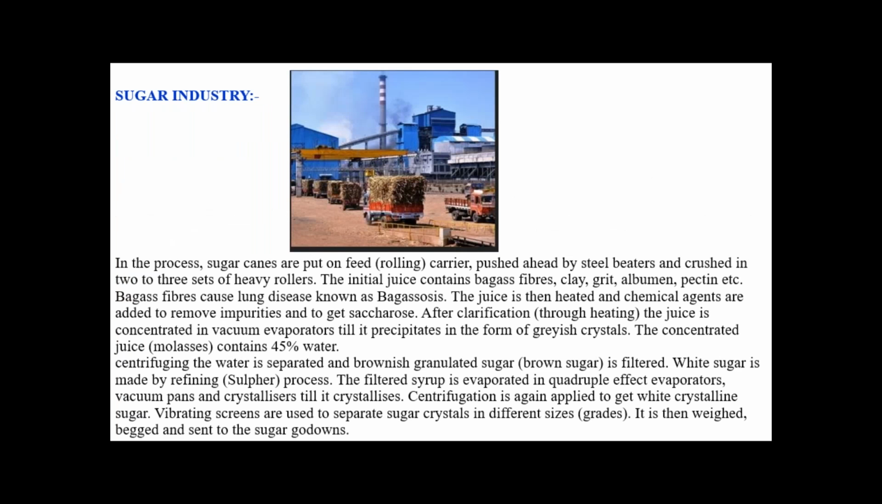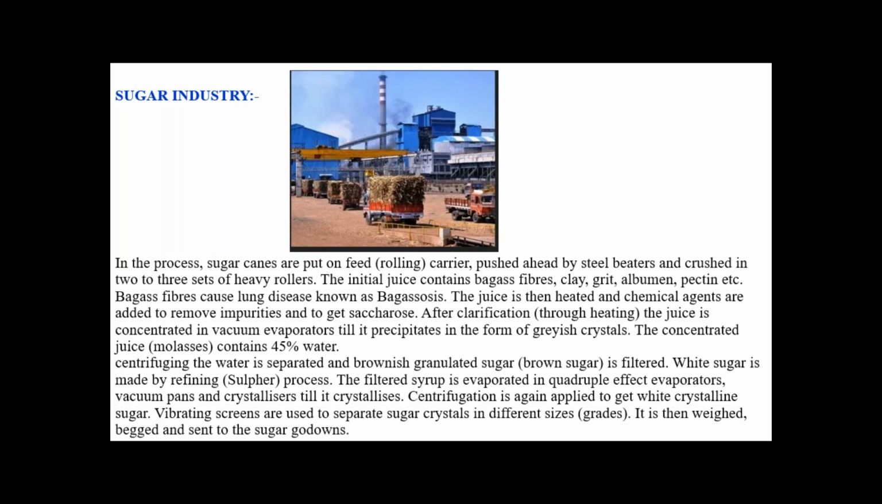Then we must discuss the sugar industry. As we know, this is a conventional industry from many years where sugar cane is converted into sugar through various unit operations. Initially you must know exactly what the operations are and what chemicals are involved in these types of sugar processes, then only you can identify the hazards.